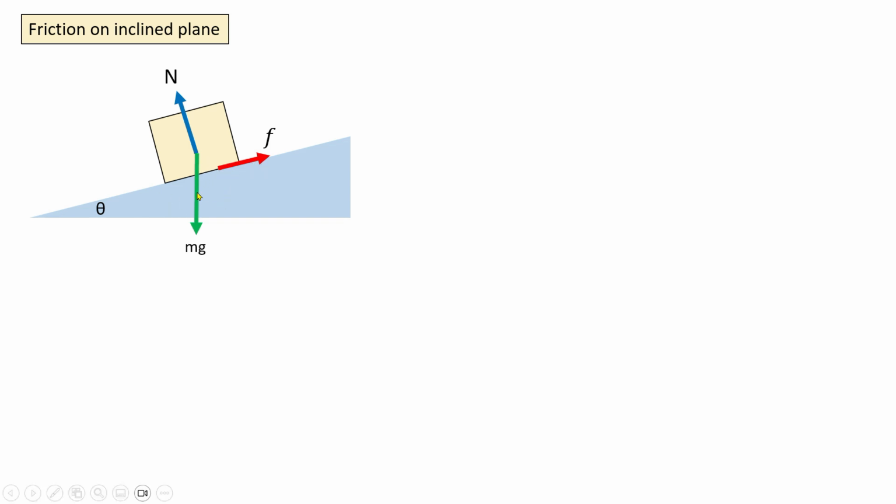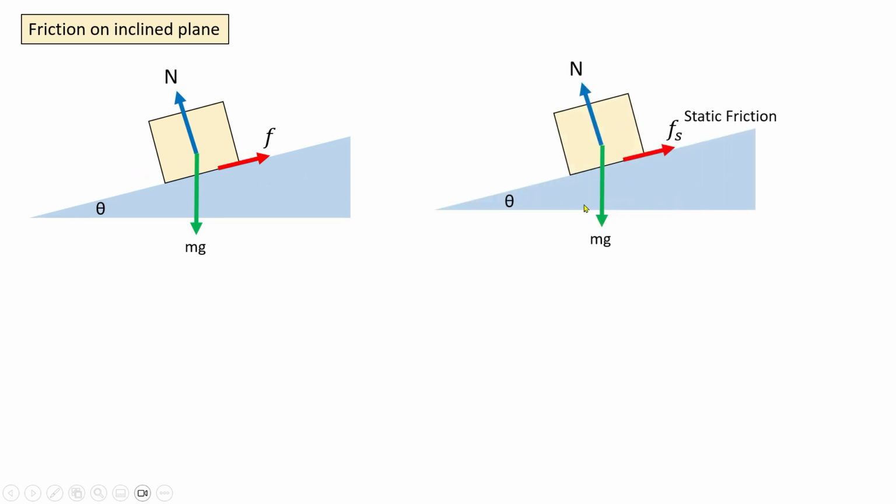Now, to solve questions, it is very important to resolve the mg into 2 components. One component will balance the normal reaction and the other component will balance the friction. So let's see how we do that. This is the same diagram. The mg component along the normal reaction side is mg cos theta, and the other component of mg will be mg sin theta. As long as the block is at rest, mg sin theta and the friction will be equal to each other. But in every situation, no matter what the angle theta is, the normal reaction and mg cos theta are always equal.